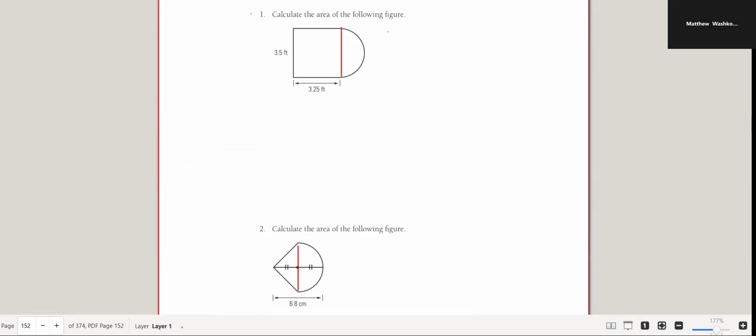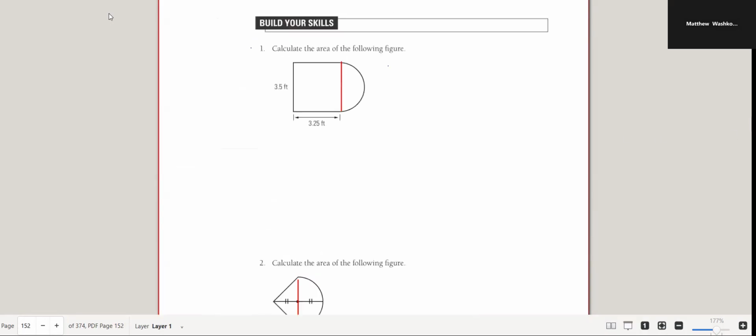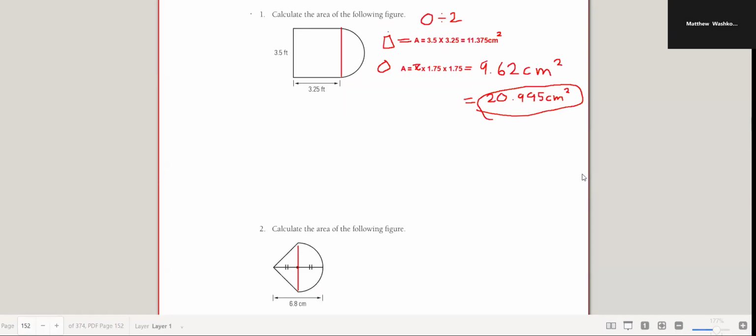I want to solve these. So now what I want you guys to do is try and solve these. One thing before you go into it, though, is it's half of a circle, right? How do you do half of a circle? Find the area of a full circle and divide it by 2. So I want you to solve questions 1 and 2. Okay, question 1. What was my mistake?